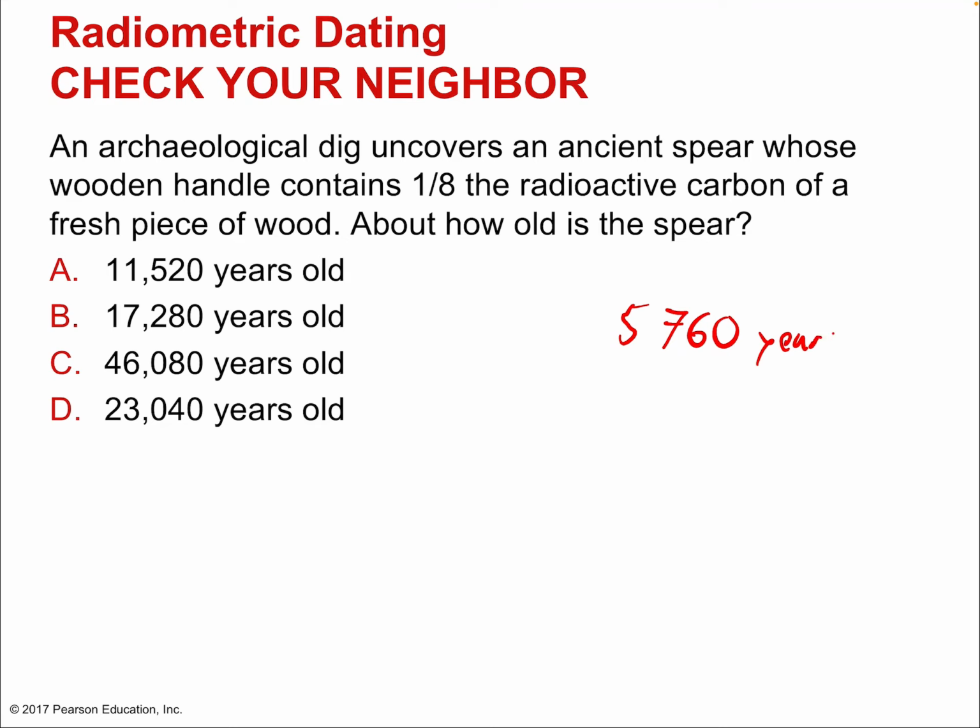5,760 years, and we have a sample with 1/8 of how much it started. So how many times do we have to multiply 5,760 by to get that idea of having an eighth? Because after 1 half-life, you'd have a half. After 2 half-lives, you have a fourth. After 3 half-lives, you have an eighth. Aha! So that means we should have 3 times 5,760, right?